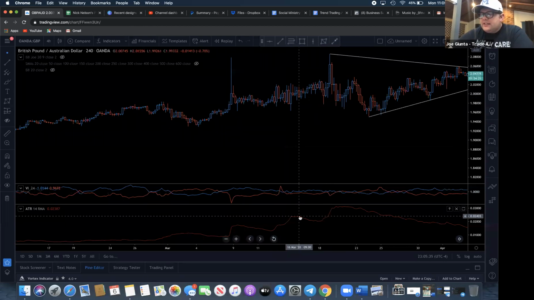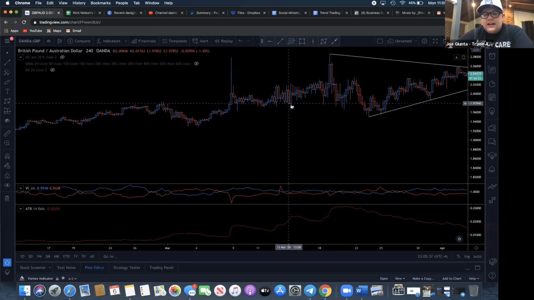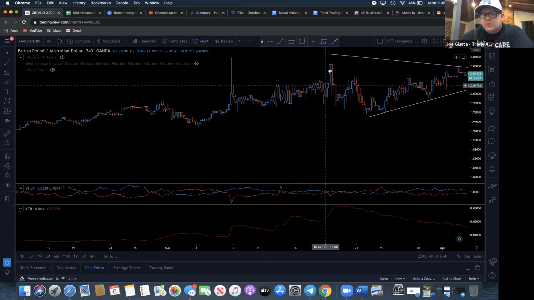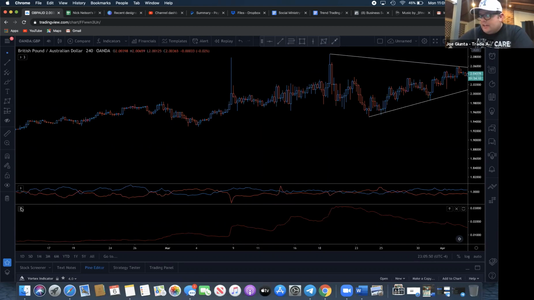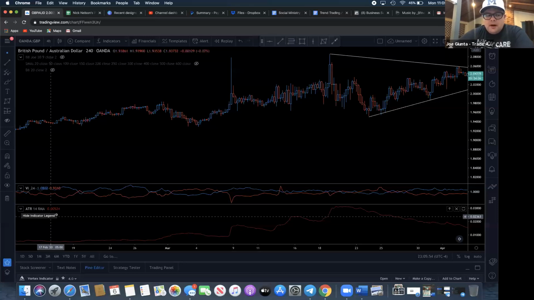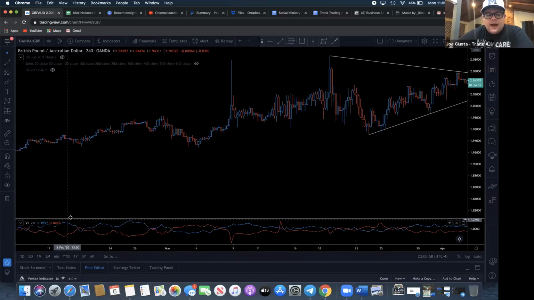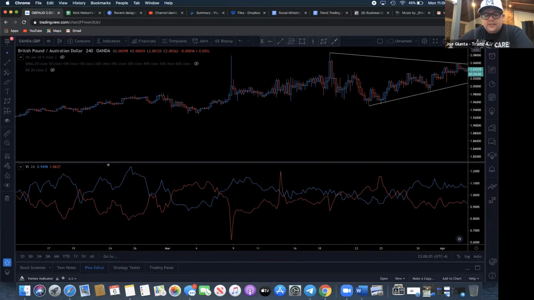What the ATR does not do is tell us a difference between positive or negative movement. It just tells us movement, big or small, okay? Now, that's good information. Having that information is awesome, but that's not going to tell me everything I need to know. Now, let's get back to the Vortex.